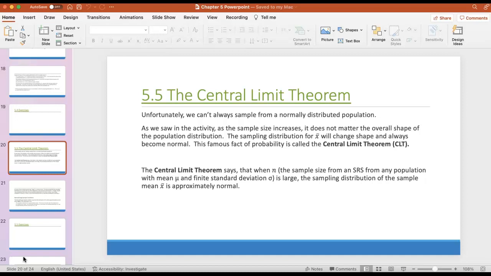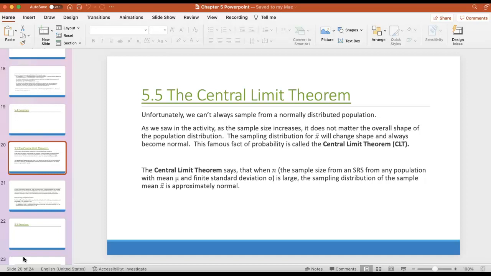You notice that 5.5 is all about the central limit theorem. The central limit theorem, this is probably the most important thing I'm going to say during the course of this video. The central limit theorem only applies to sample means.